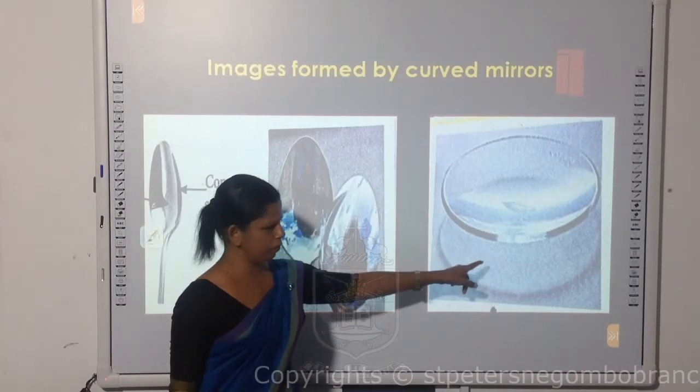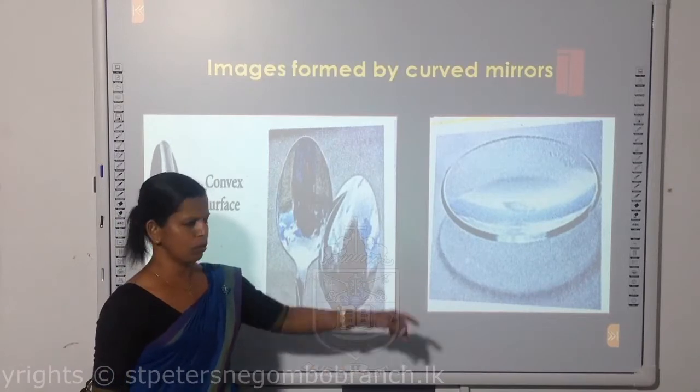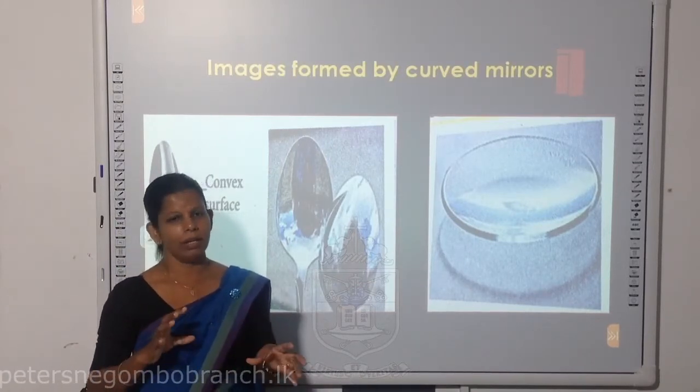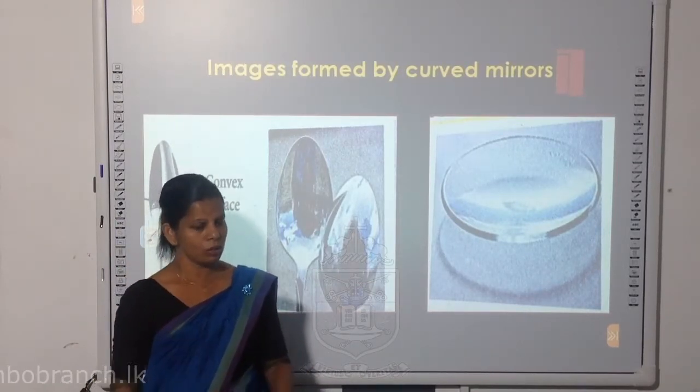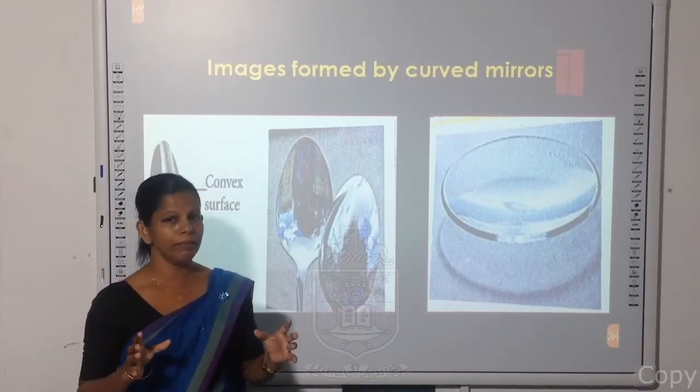This is the diagram of a watch glass. You know that when you come to the lab you can see it. A watch glass is also another example of a curved mirror. So my dear children, now we are going to talk about curved mirrors.